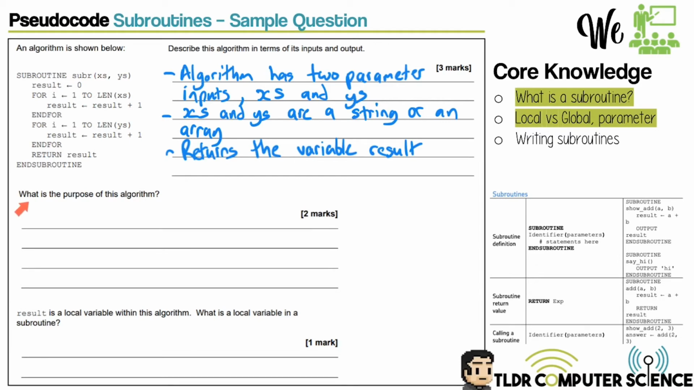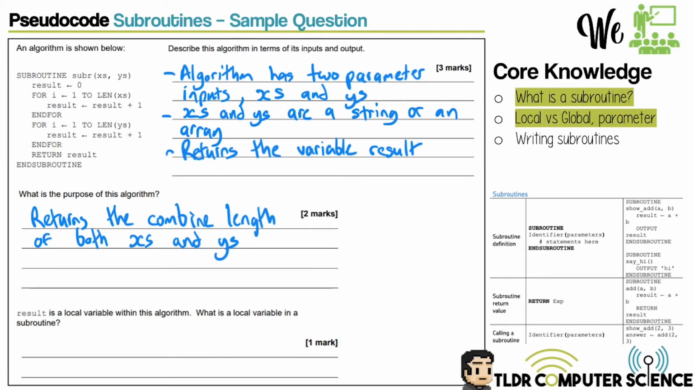Okay, let's look at the next part of the question. The question is, what is the purpose of the algorithm? Aha, we just discussed this. The first for loop looks at the length of XS and counts every single character or every single part of the array. And then YS does the same, and it adds those things in total. So it gives you the length of both items added together. So it returns the combined length of both XS and YS.